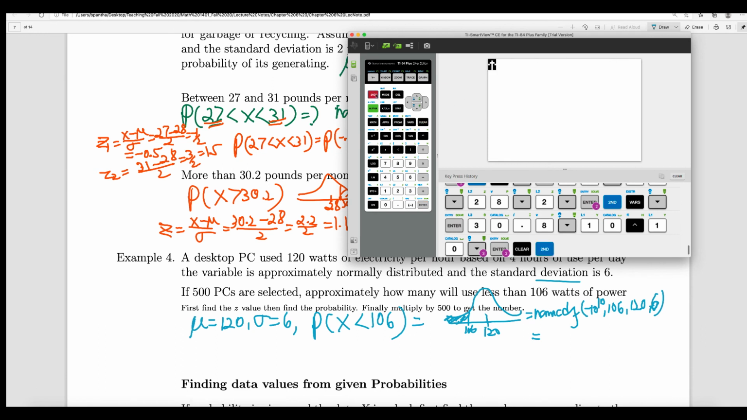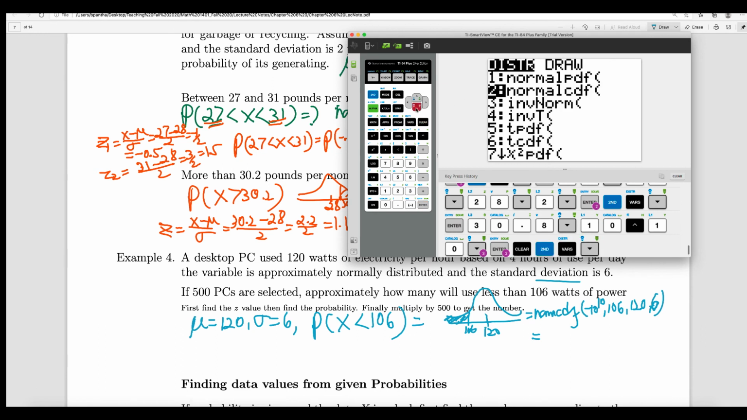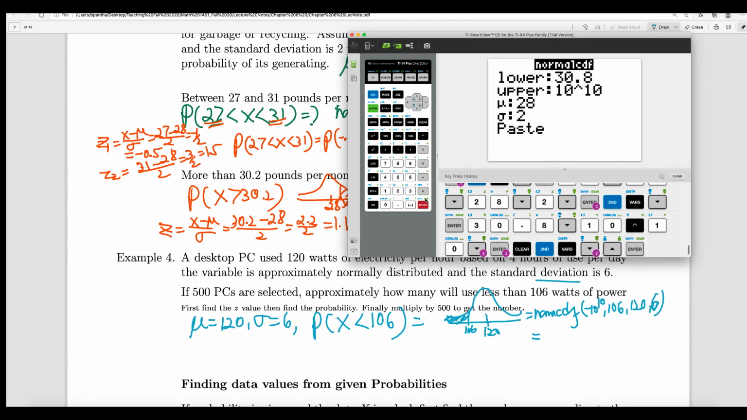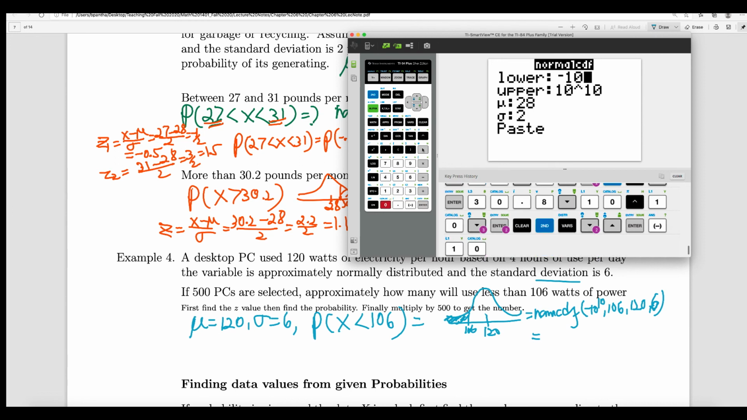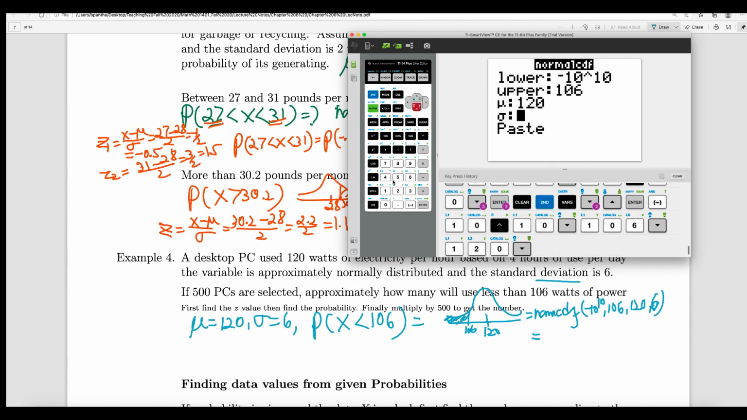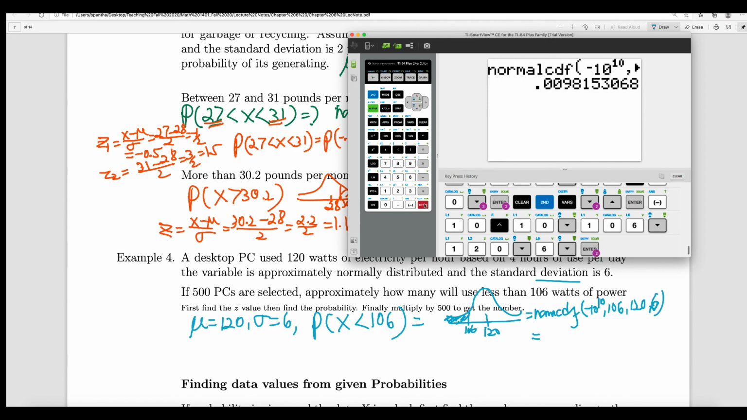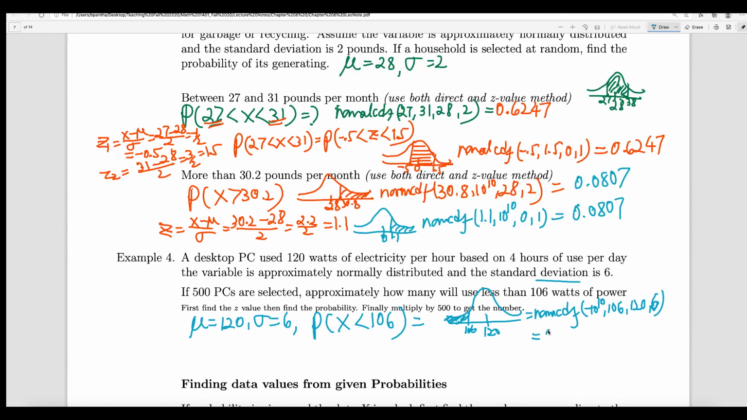It is basically second verse and then normal CDF, hit enter. Left bound is negative 10 to the 10, right bound is 106 for that shaded region, and the mean is 120 and sigma is 6. If you paste this, you get 0.0098.